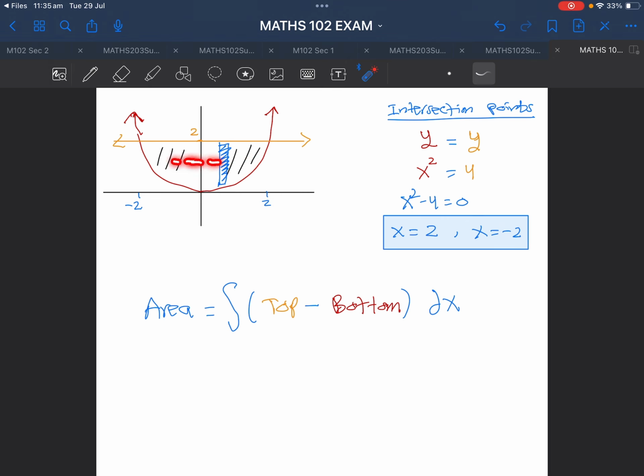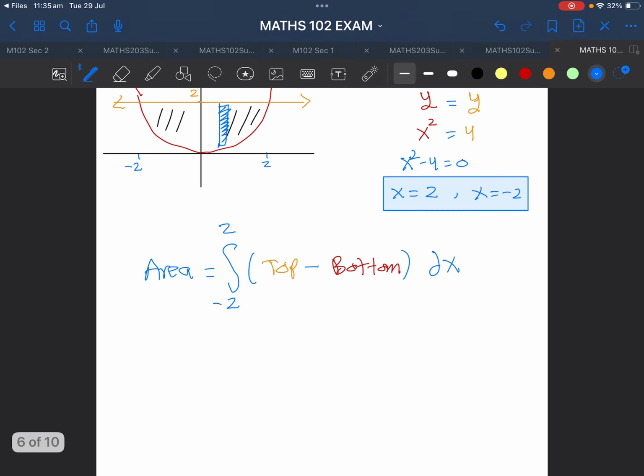If you move this rectangle maximum to the left, you get smaller and smaller, and it will end up at -2. So this integral will be from -2 to 2. Now things are getting a little bit easier because I know what the top function is. The top function is 4, minus the bottom function, which is x squared, and then we have dx. We do this integral, and then we substitute 2 and -2.